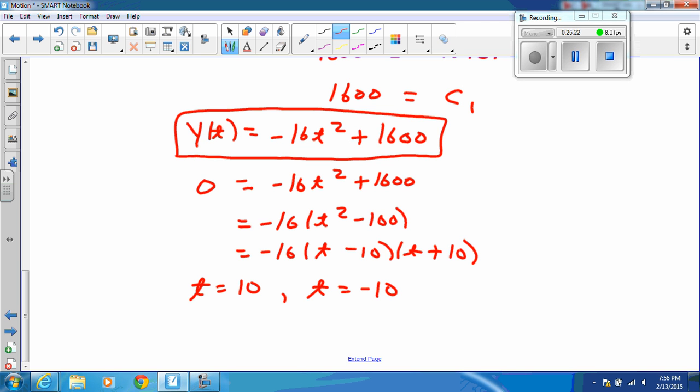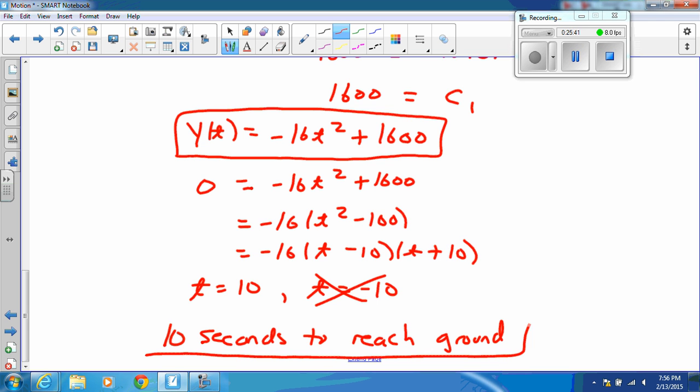And factor into t minus 10 and t plus 10. This gives me t is equal to 10 as a solution, or t is equal to negative 10 as a solution. Since the problem starts at t equals 0, we actually reject t equals negative 10 as a solution. And we have 10 seconds to reach the ground.